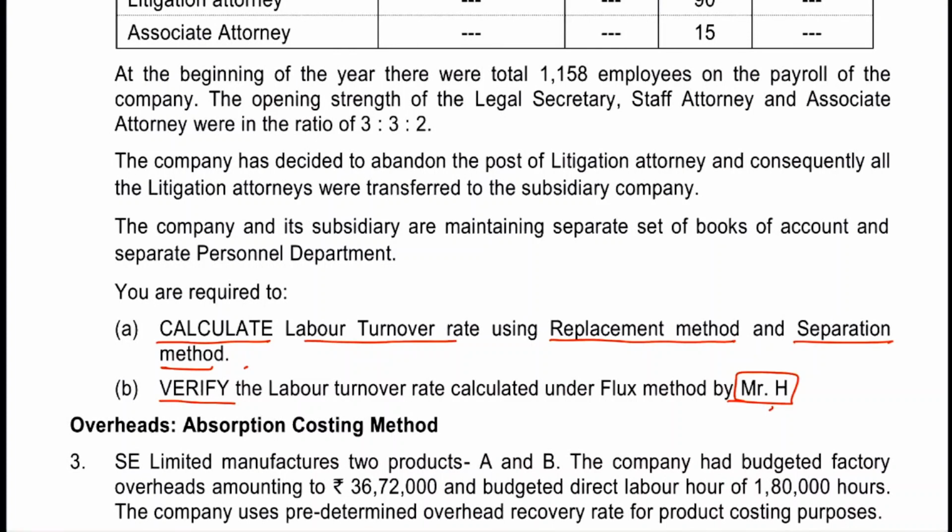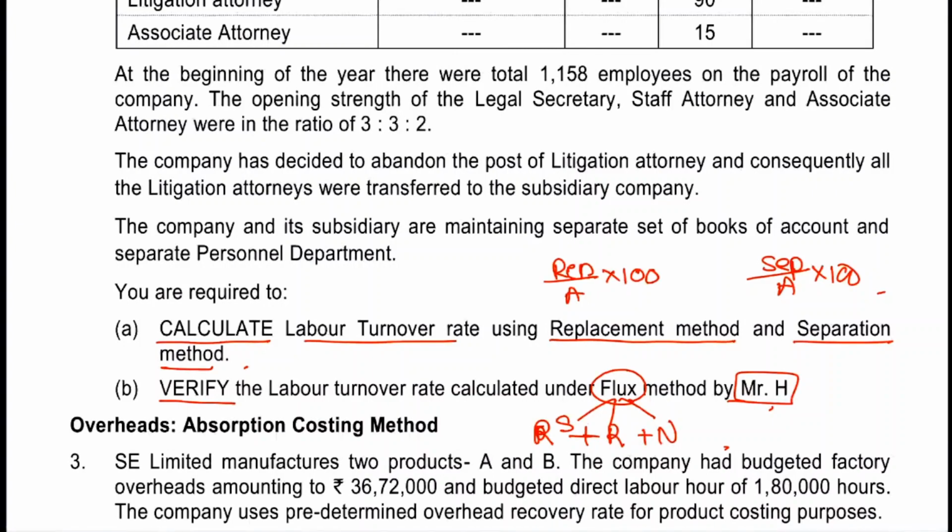Can you give me the formula for replacement method? Number of workers replaced upon average number of workers into 100. Average बोले तो opening plus closing divided by 2. Then number of workers left and discharged, or you can say separated, upon average number of workers into 100. Left, they left the organization, or separated. Okay. So now what I need is, acha, and for flux method I need three things. Number of workers replaced also, separated also, replaced also, and new joining also. It means the entire thing is asked. Clear with this?